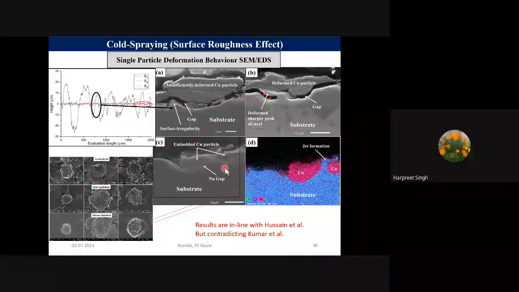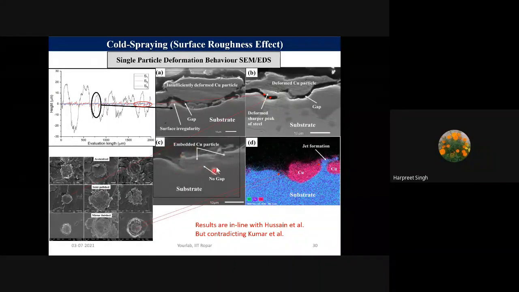But see the last case. Here the penetration is perfect. Even from the SEM image you can hardly make out whether these are two materials or not. They have just become one part.